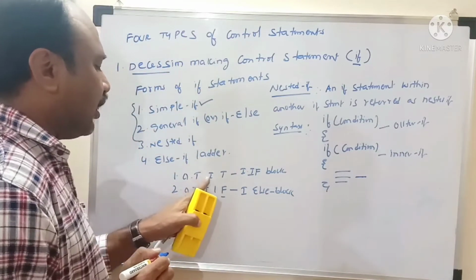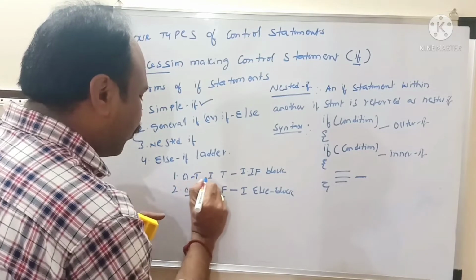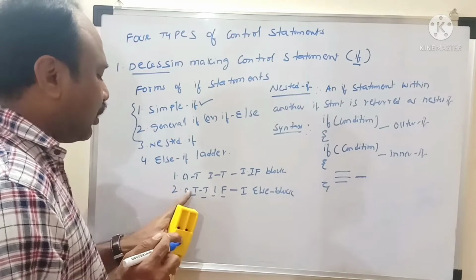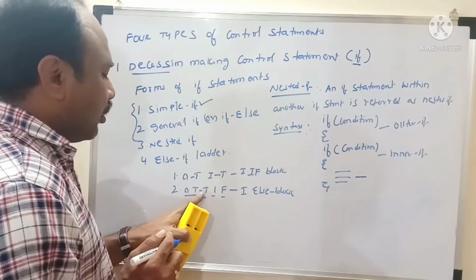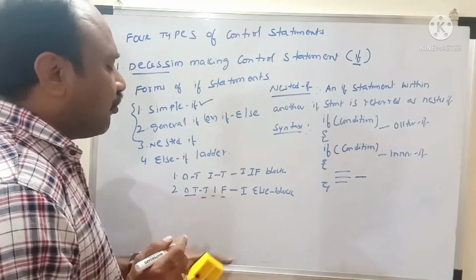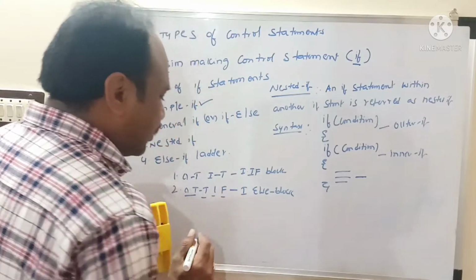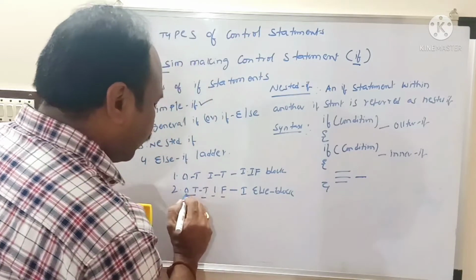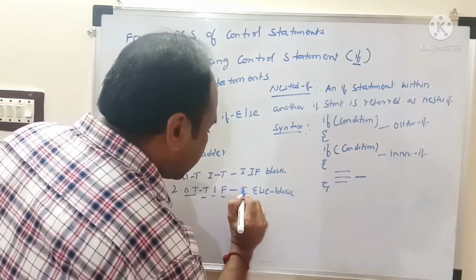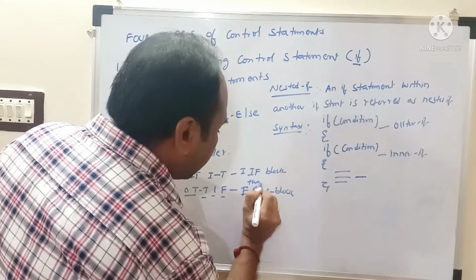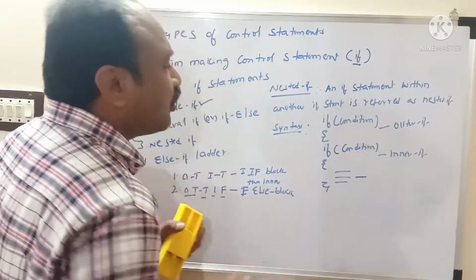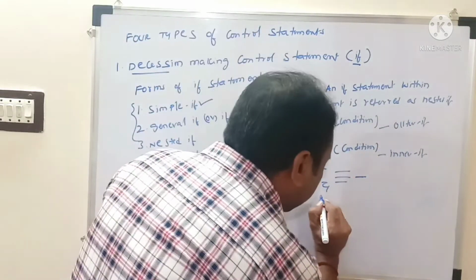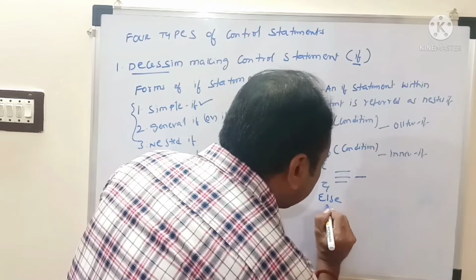Outer if true, inner if true. OT means outer if true, IT means inner if true. The inner if block will be executed. Outer if true, inner if false, then the inner else block. Inner else block means the outer if condition is true, the inner if condition is false, so the else block will be executed.